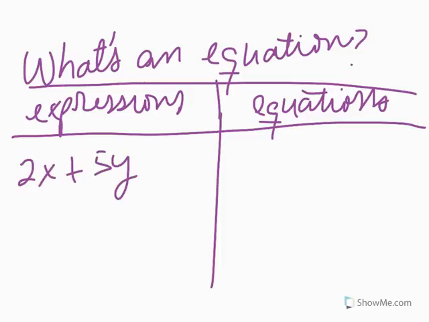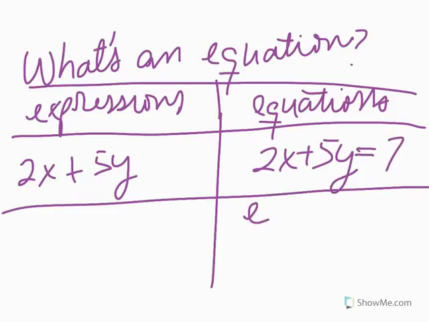An equation has something in particular, and that's an equal sign. It's in the word equation. The word equal sign is in the word equation. So an equation would not be 2x plus 5y. An equation would be something like 2x plus 5y equals 7. That would be an equation. So equations have to have an equal sign, and expressions do not have to have an equal sign.